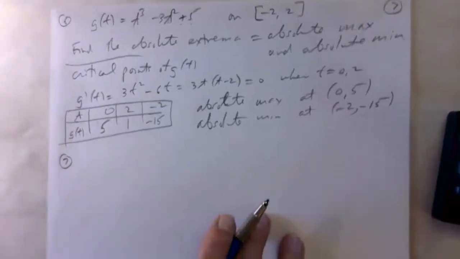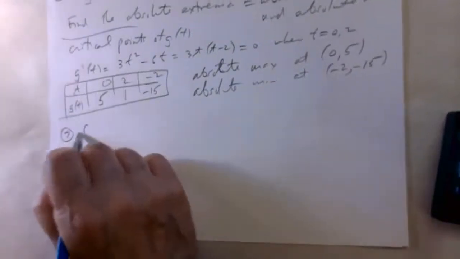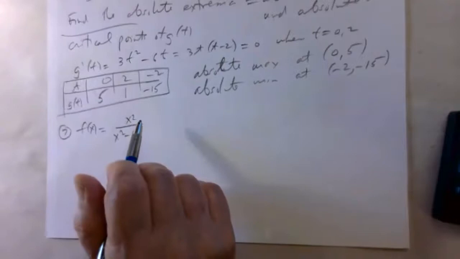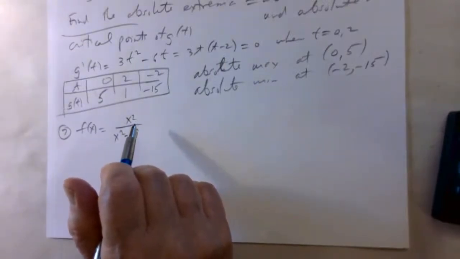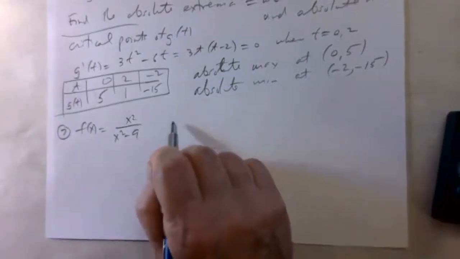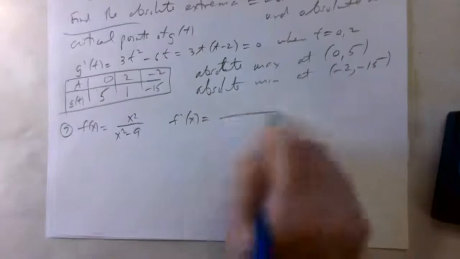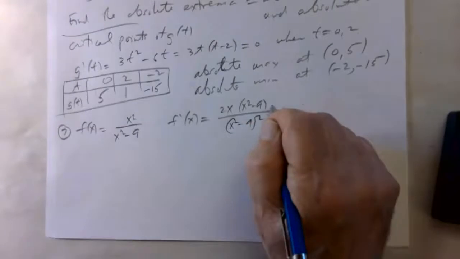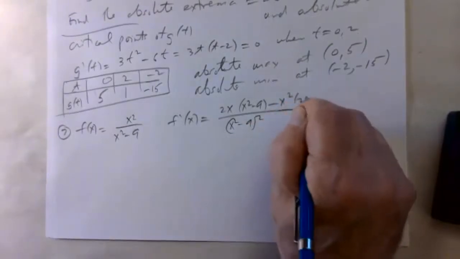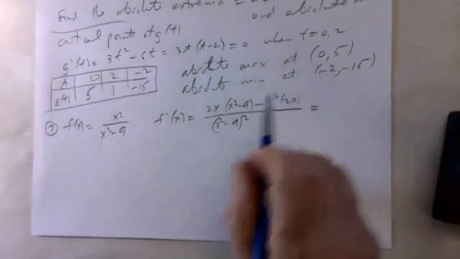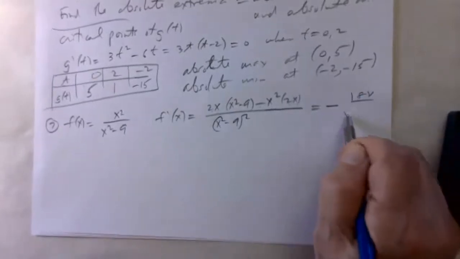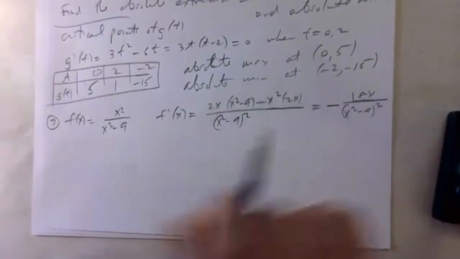All right. In problem 7, we have the function f of x equals x squared over x squared minus 9. Find the critical numbers. So f prime of x, this is over x squared minus 9 squared if we use the quotient rule: the derivative of the numerator times the denominator minus the numerator times the derivative of the denominator. I get 2x cubed minus 2x cubed minus 18x. So this is minus 18x over x squared minus 9 squared.